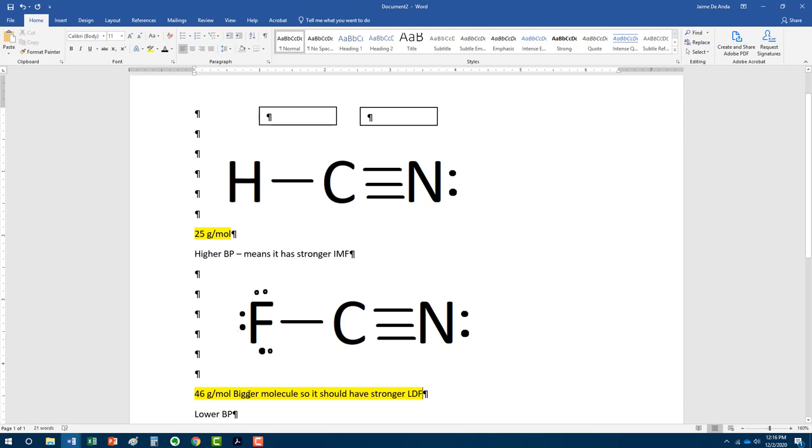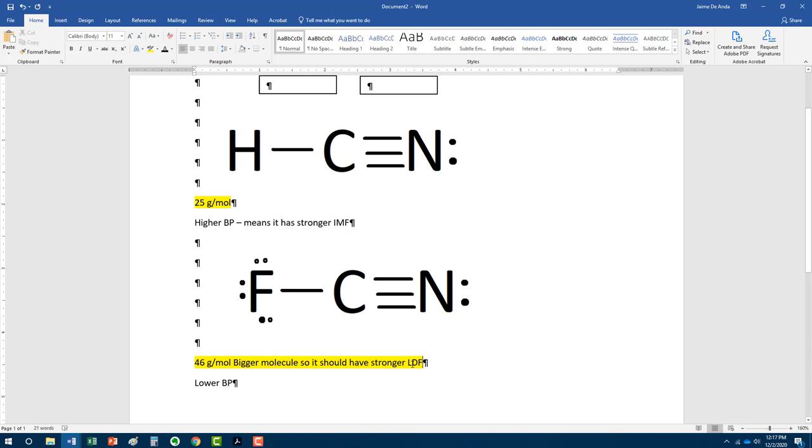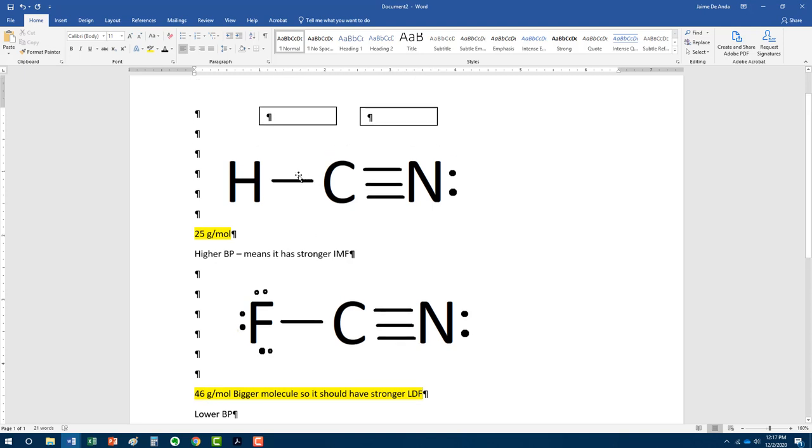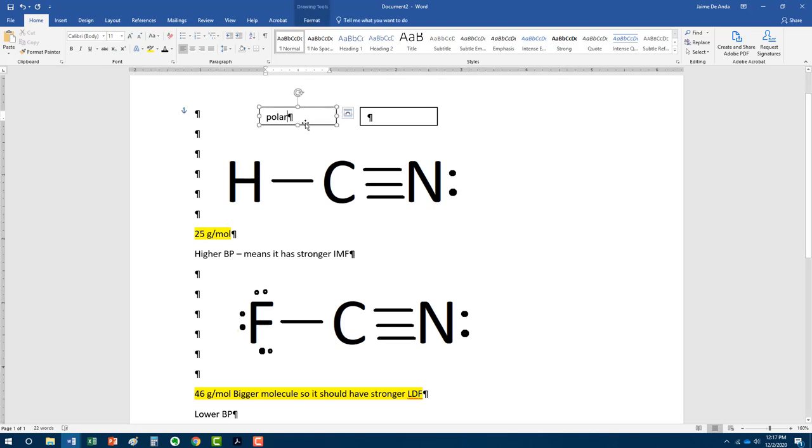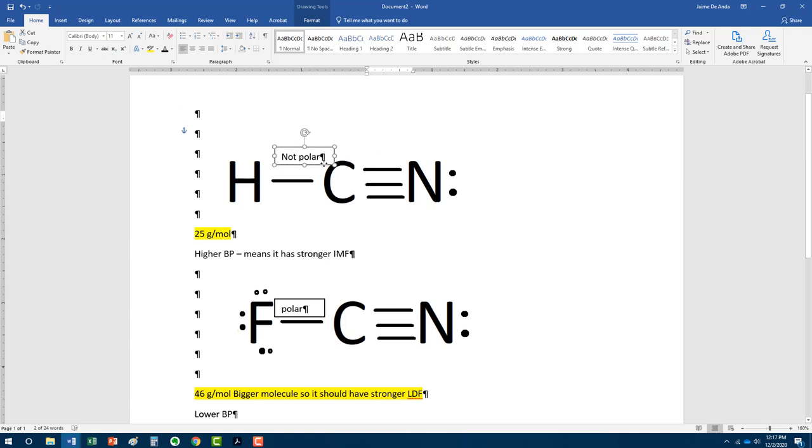But if that's all there is, then based on having stronger London dispersion forces, FCN should have the higher boiling point, and it doesn't. So that means there's something else at play. Well, we noticed that both the carbon-nitrogen bonds are polar. The question now is, is the carbon-hydrogen bond polar? The answer is no. Is the carbon-fluorine bond polar? The answer is yes. So this bond here is polar, and this one here is not a polar bond. So we're going to bring this over here, the little box over here. That means that in the molecule of HCN, most of the electron density is drawn essentially towards the nitrogen, whereas in the FCN, both the nitrogen and the fluorine atoms are pulling away electrons.